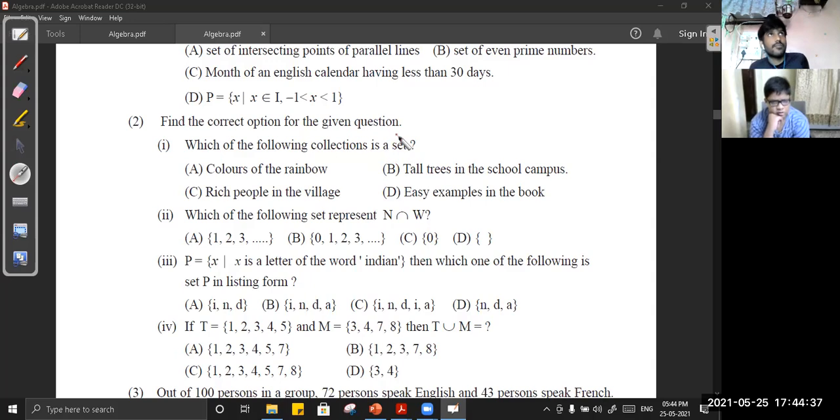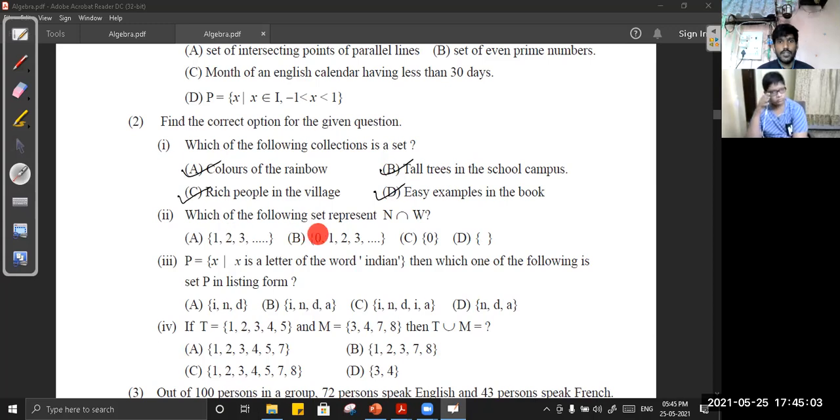Yes, can you tell me? Colors on the rainbow, sir. Why is this not a set? Tall trees in a school campus. Sir, all? Yes, all of them are correct. All of them are sets.